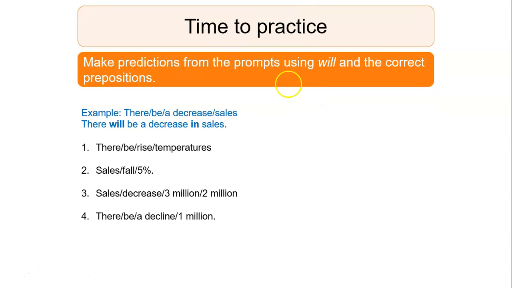Okay, time to practice. So, make predictions from the prompts using will and the correct prepositions. For example, there be a decrease sales. So use will and the correct prepositions. There will be a decrease in sales. So following those structures that we looked at, can you do 1 to 4? All right. Pause your video, take 3 to 4 minutes, and then we'll check together.